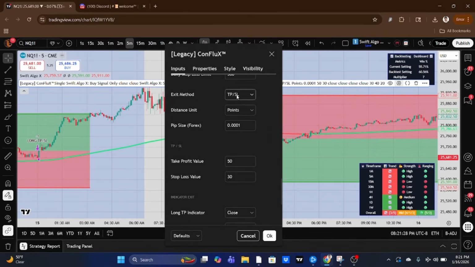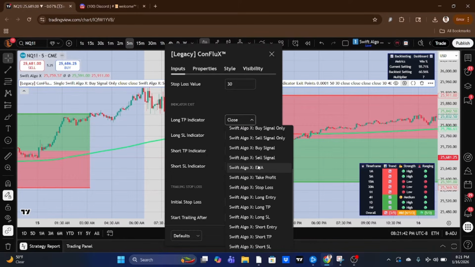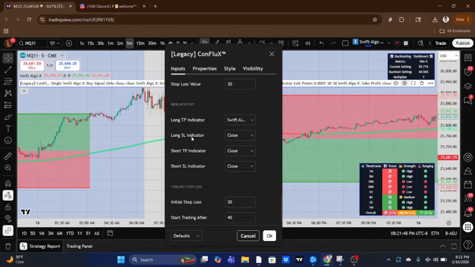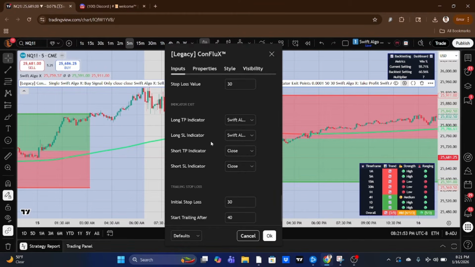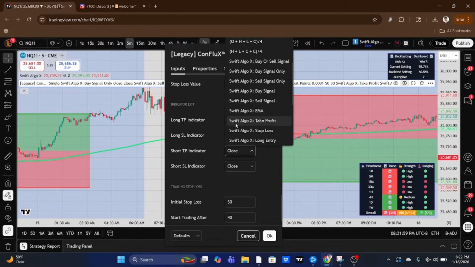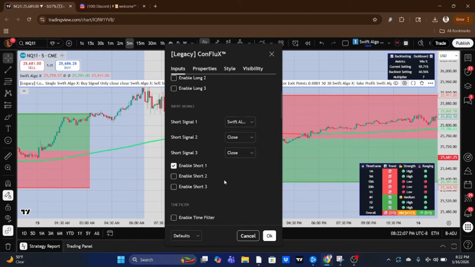Exit method. We're going to change this to indicator exit. Distance unit. Keep this on points. Indicator exit. Long take profit indicator. We're going to choose Swift Algo X take profit. Long stop loss indicator. We're going to choose Swift Algo X stop loss. Short take profit indicator, we're going to choose Swift Algo X take profit, and the same with short stop loss indicator, stop loss. That's all we're going to do for this one.